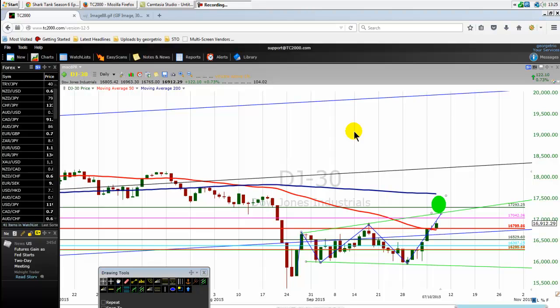Elliott wave Dow Jones trader is using an expanding triangle like a probe.